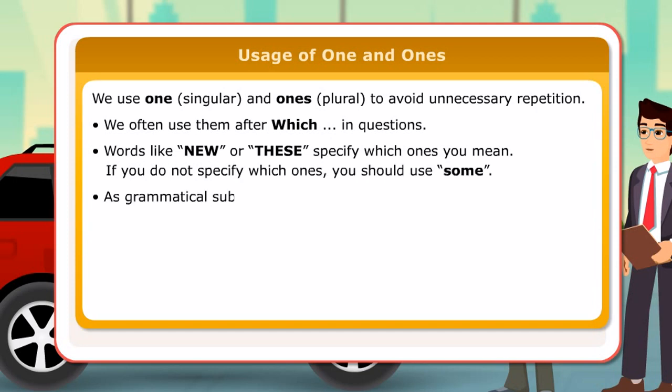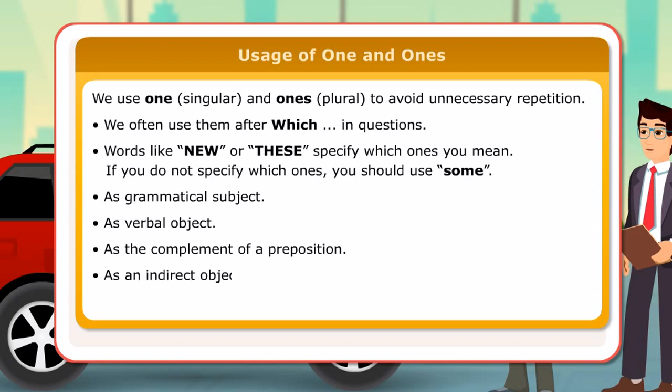One can be used as grammatical subject, as verbal object, as the complement of a preposition, and as an indirect object. There is also a reflexive form of one, namely oneself. Let us see a few examples.